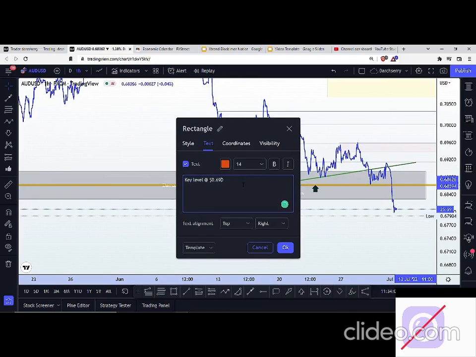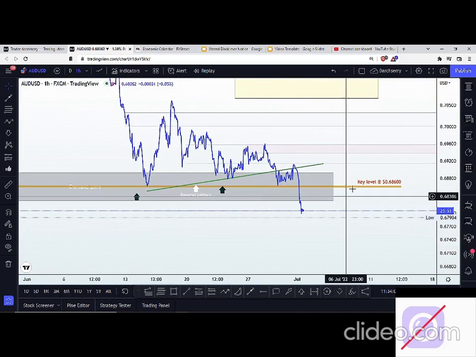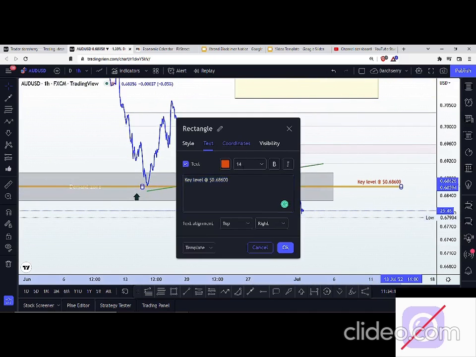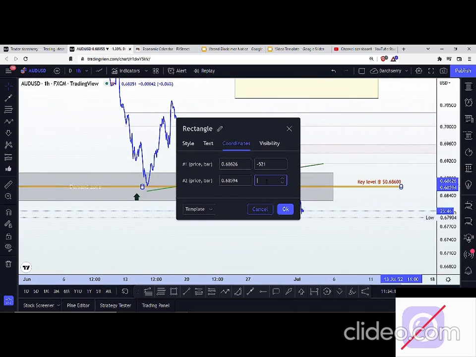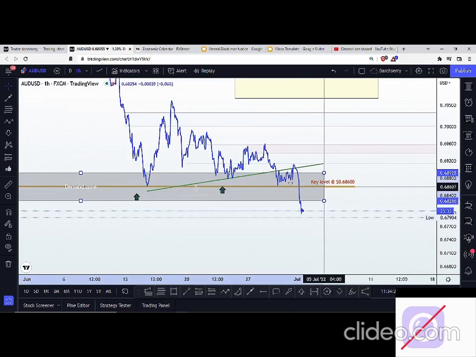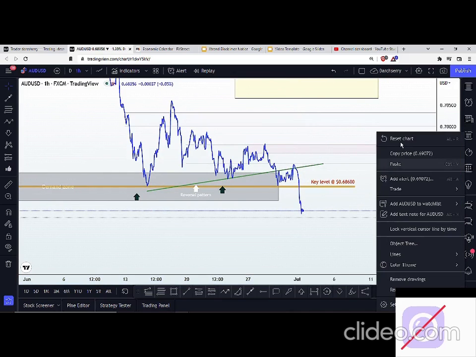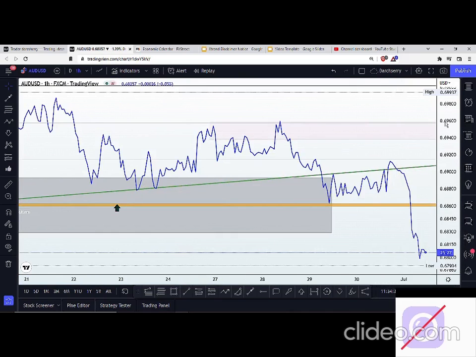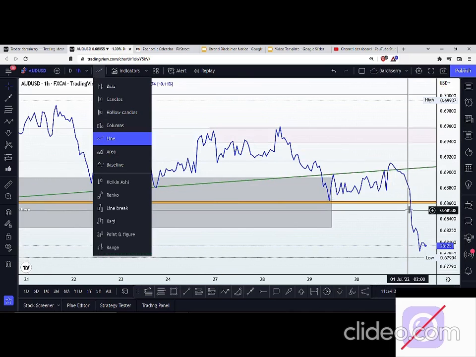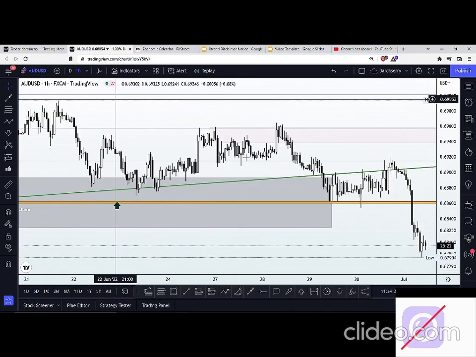So with this structure, let's label this 0.68600. Hold on a second, let's give this more. I would like to give it 400 so that it gets closer. So we have something here. This demand zone now becomes invalid, as we saw the breakdown of that structure since the beginning of today.